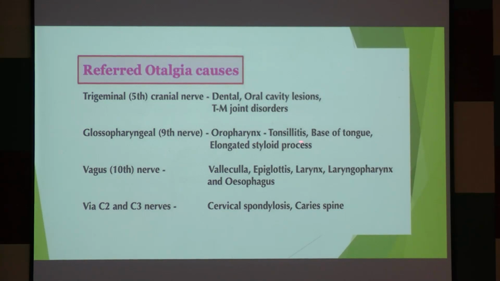So the ninth nerve from the oropharynx: tonsillitis will cause ear pain as well. Base of tongue, glossopharyngeal, stylalgia is glossopharyngeal, right? Vagus nerve as well. This is a very important slide. If you read this slide correctly, you can get many important pieces of information, right? Everybody knows about referred otalgia. This question will be asked.